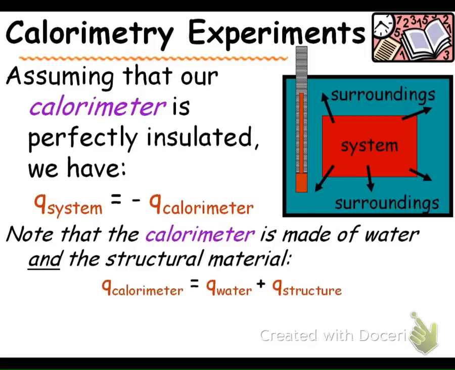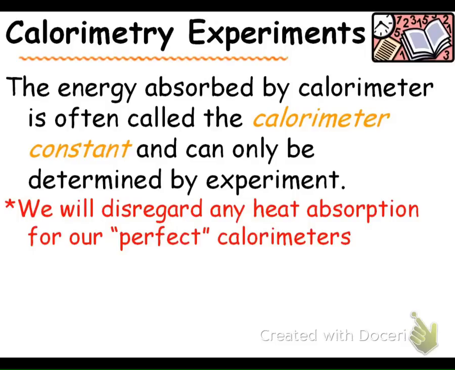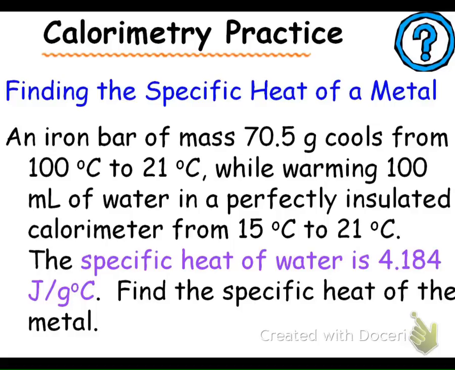Alright, so assuming that our calorimeter is perfectly insulated, we know that our calorimeter is equal to the system. So we want to look at our water and our object as a whole system here. And we're assuming that the styrofoam cup and the top of the cup don't lose any heat, but we definitely know that it does in the lab that we're going to be doing. So when we look at calorimeters and the calorimeter constant, we're disregarding any heat absorption for our perfect calorimeters, but that's definitely always counted as a source of error.